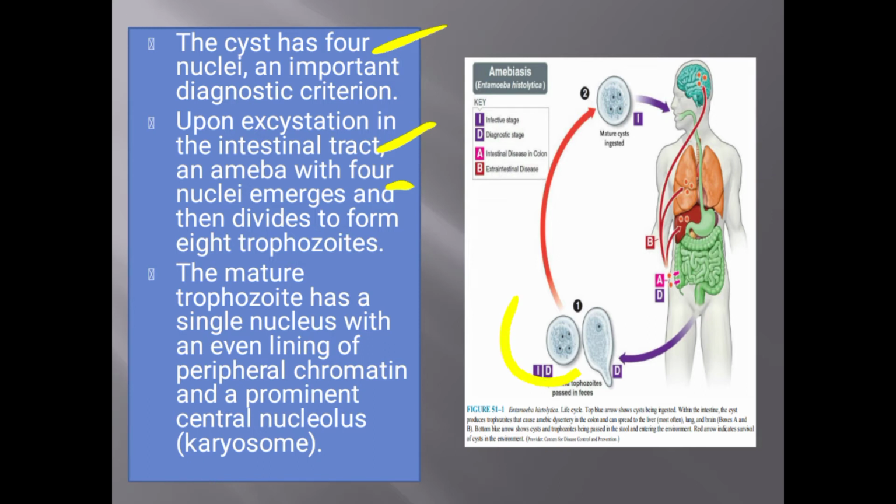Suppose this is your contaminated food and it contains the cyst with four nuclei. When you ingest this cyst by the fecal oral route, what does it do when it enters the intestinal tract? Now excystation occurs and it forms trophozoites in the intestine. The mature trophozoite has a single nucleus, as you see here, with an even lining of peripheral chromatin and a prominent central nucleolus.